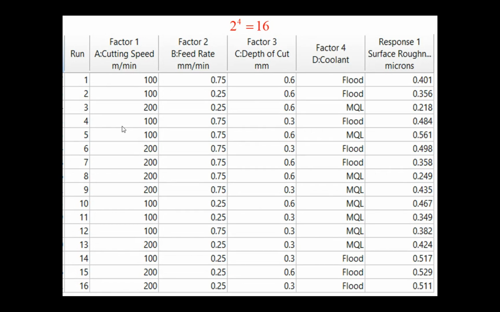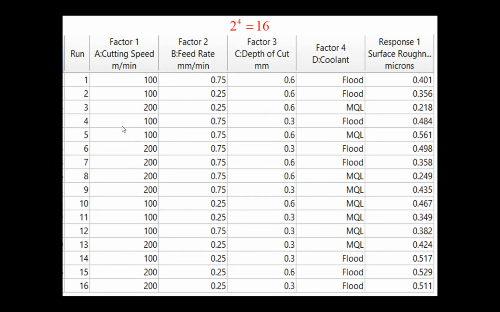So cutting speed is varied by 2 levels, 100 and 200, and feed rate is 0.25 and 0.75. Then depth of cut is 0.3 and 0.6, and the type of how you are going to supply the coolant, whether it is flood cooling or minimum quantity lubrication. The other name for MQL is mist cooling. So how you are going to supply the coolant?